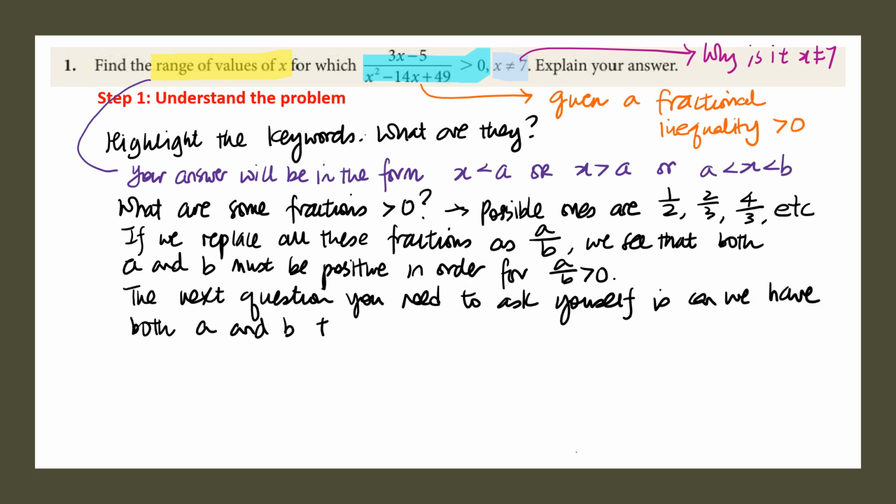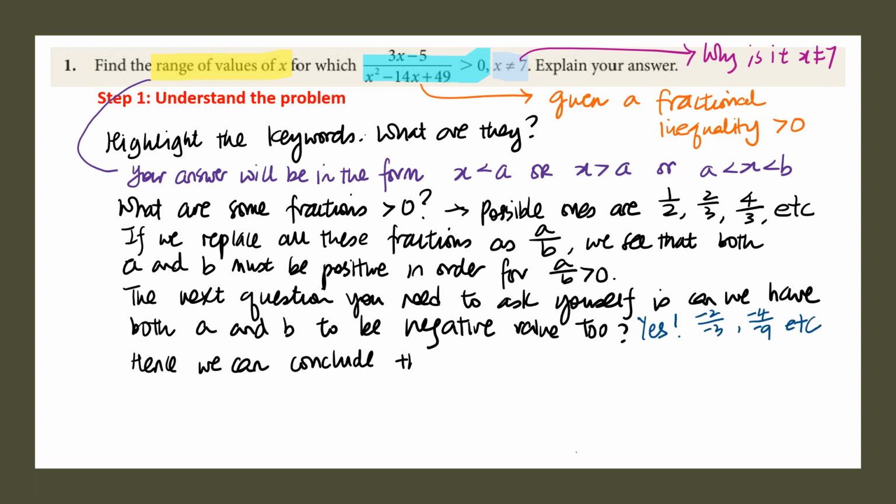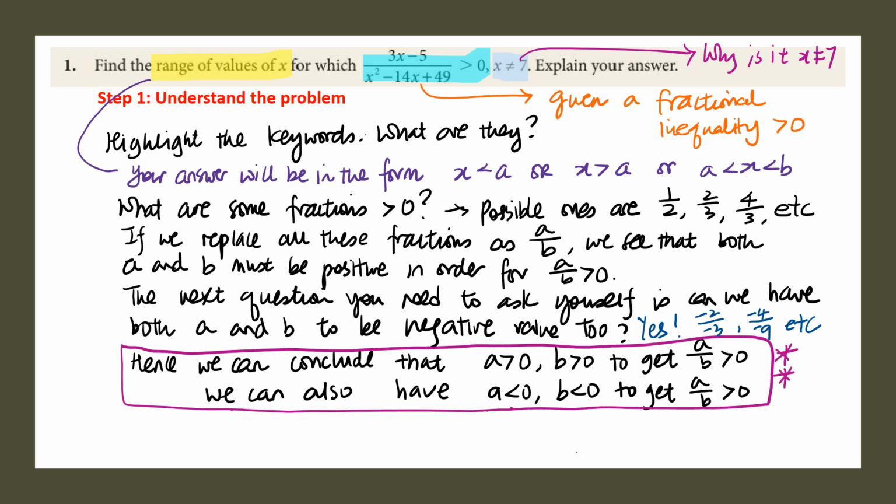The next question you need to ask yourself is, can we have both A and B be negative values too? To answer the question, maybe you can give yourself some examples. Instead of 2 over 3, how about negative 2 over negative 3? How about negative 4 over negative 3? Would you also end up getting a value more than 0? Yes, it's possible. So the conclusion we can make here is that for A over B to be more than 0, the values for A and B must be both positive or both negative.